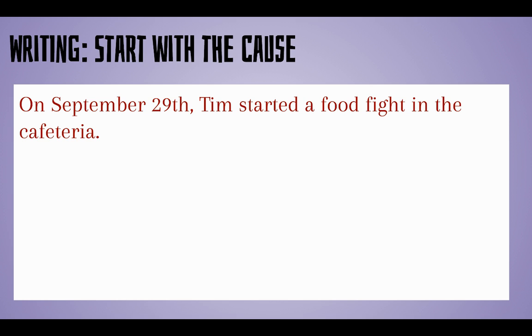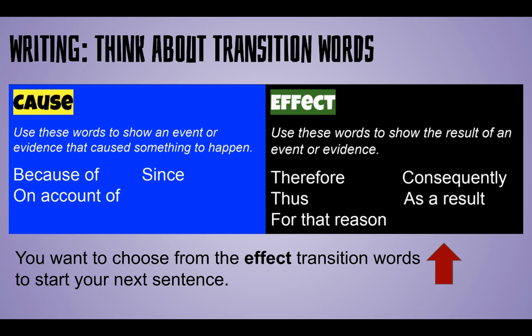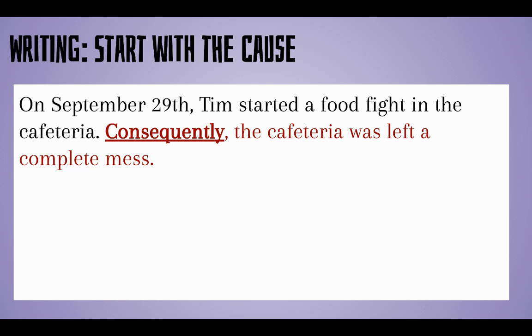First of all, you want to start with the cause. This is at the very front of your paragraph. So here I have, on September 29th, Tim started a food fight in the cafeteria. Simply directly state the cause that you're working with. Next, we want to think about transition words. So we have cause transition words and effect transition words. In this case, we're going to choose from the effect transition words to start our next sentence, because our next sentence is going to be one of the effects of Tim starting a food fight in the cafeteria. I'm going to choose the word consequently to start my next sentence.